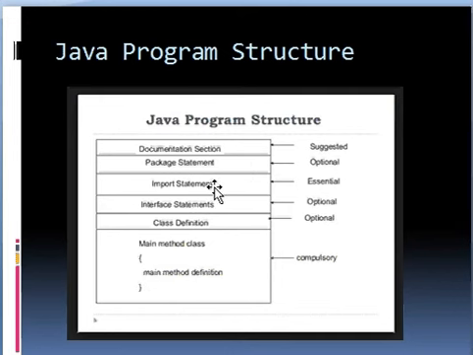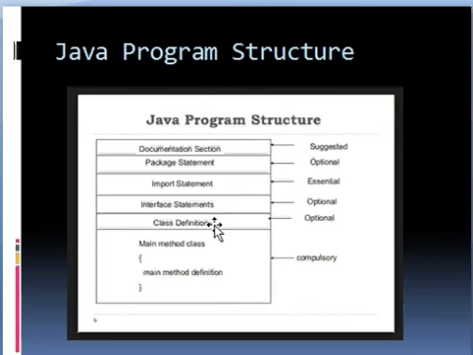Next, we have the import statements. The import statements are to import the classes which are already present in the Java library. For example, we have packages like lang, which is the generic package. We have io, we have util package, we have sql package, and so on. So all the import statements will appear after the package statement. Next, we have interface statements. That is when we are declaring interfaces.